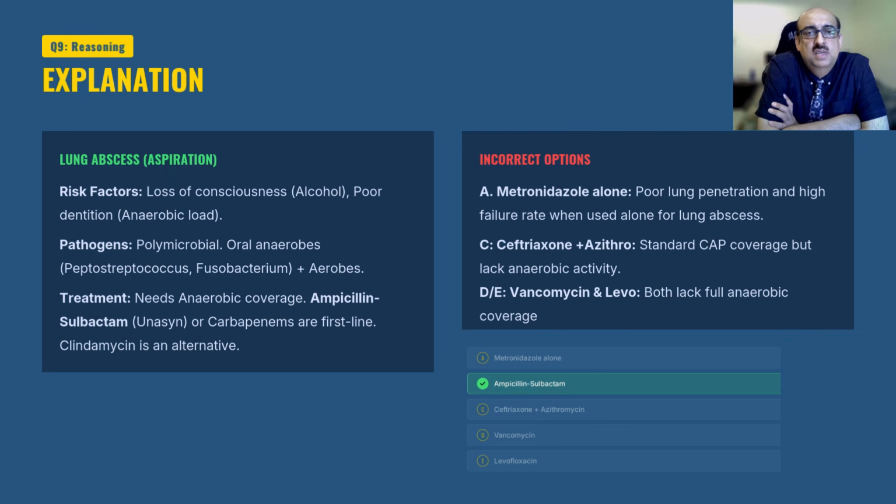Treatment needs antibiotic coverage which has sufficient anaerobic coverage as well. So ampicillin sulbactam, Unasyn, or carbapenems are first line. Clindamycin is also an alternative. Now, why are the other options incorrect?